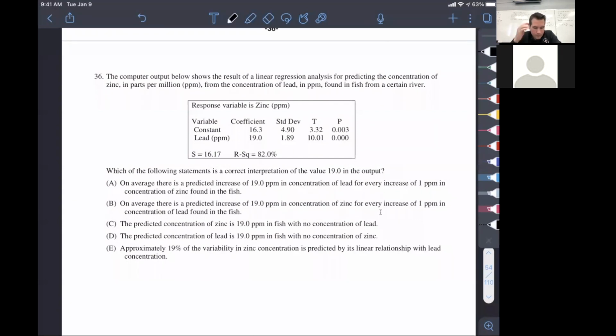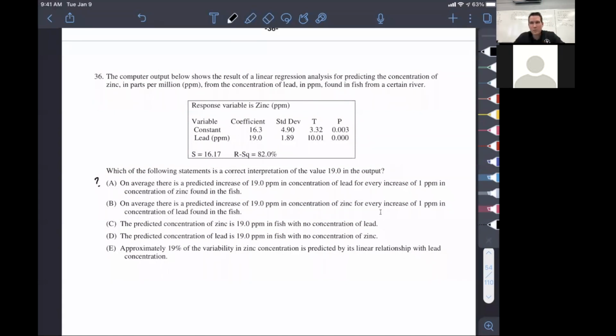36. The computer output below shows the result of a linear regression analysis. Which of the following statements is the correct interpretation of the value 19.0? That's the slope. So I'm looking for which one identifies the slope. So A, on average, there is a predicted increase of 19.0 parts per million in concentration of lead for every increase of 1.1 part per million in concentration of zinc found in the fish. Maybe. B, on average, there is a predicted increase of 19.0 parts per million in concentration of zinc for every increase of 1 part per million concentration in lead.